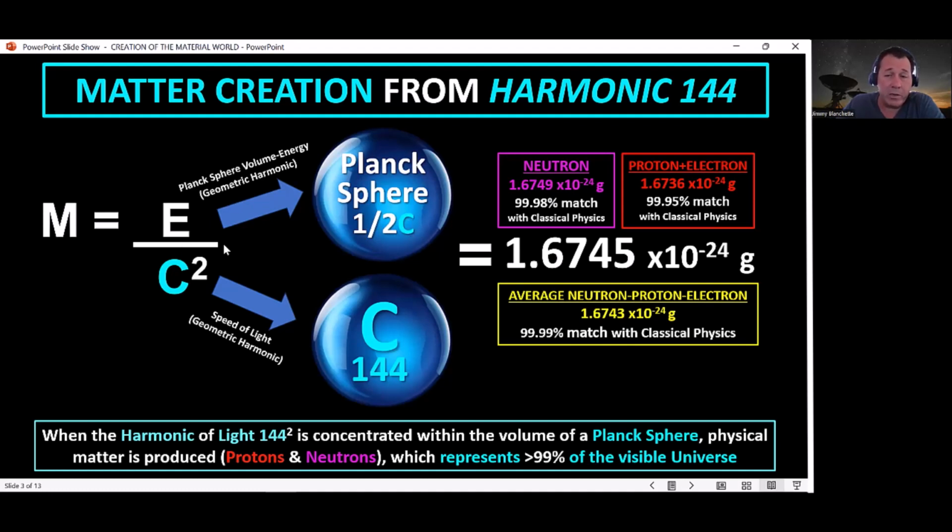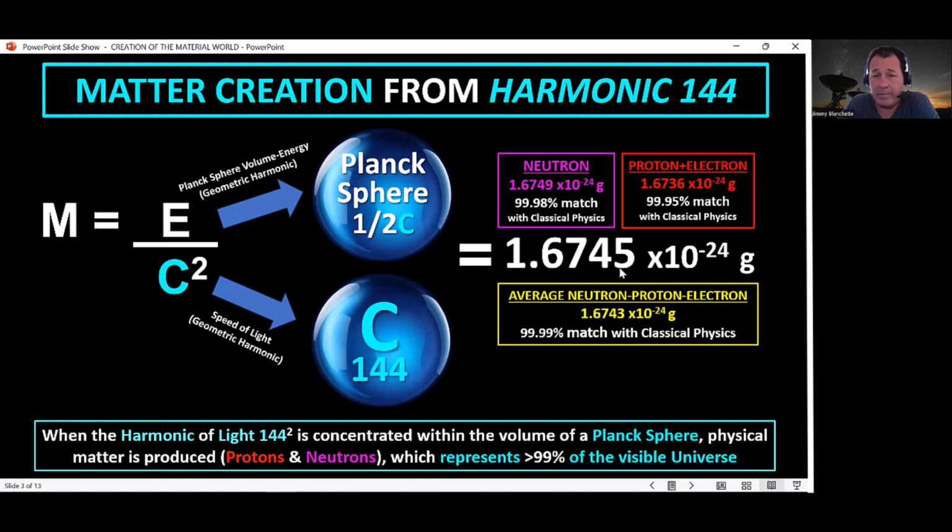So if we resolve this equation, and we divide this energy over the speed of light harmonic squared, we will be getting 1.6745 times 10 to the power of negative 24 grams. Again, since we're dealing with geometric harmonics, we can neglect the exponents here. So we're just going to be using this value here, 1.6745, to simplify.